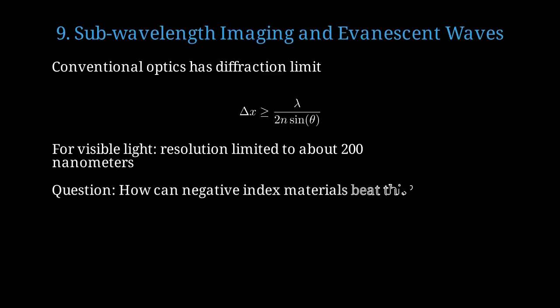So how can negative index materials possibly beat this fundamental limit? The key is that negative index materials can amplify evanescent waves, which carry sub-wavelength information.